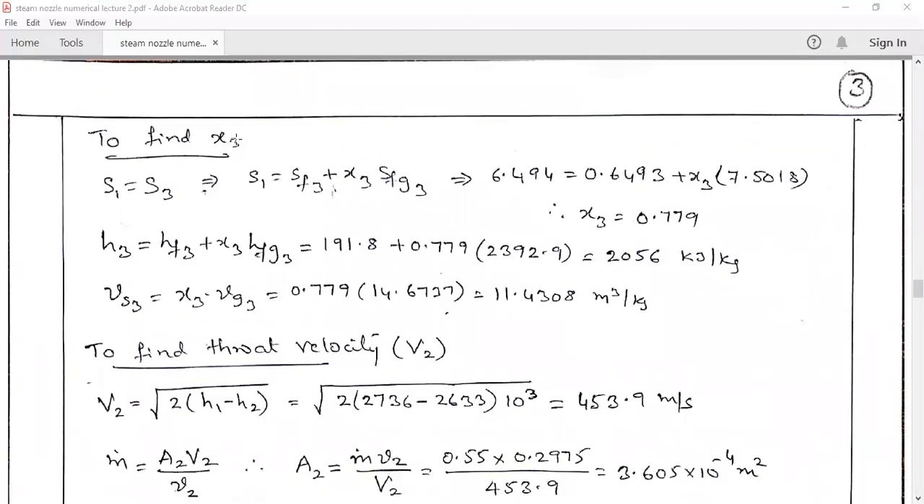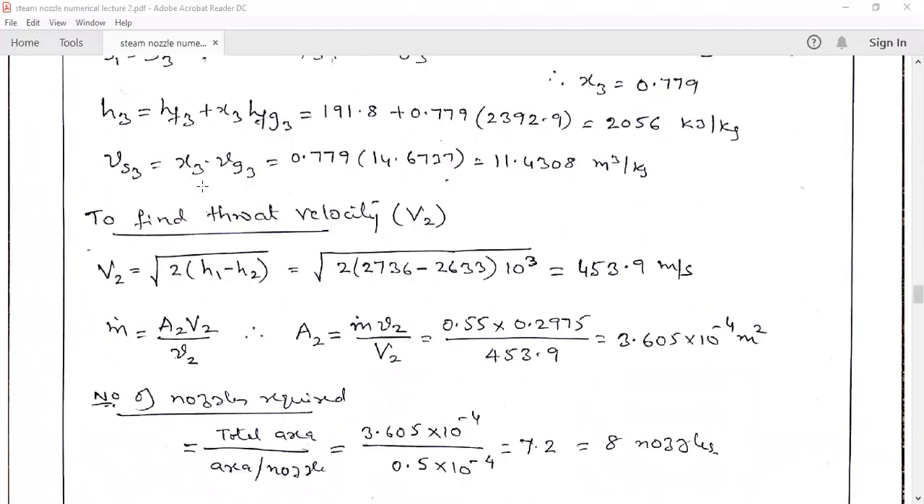Next is to find x3. So we know S1 equals S3. Again, since isentropic process, S1 equals sf3 plus x3 into sfg3. From this, get the value of x3. Once you get the value of x3, substitute, get the value of h3 as well as v3. What is v3? x3 into vg3. So all these are taken at point number 3. We know how to calculate all these things from the vapor power cycles, using the same method we have obtained the different values.